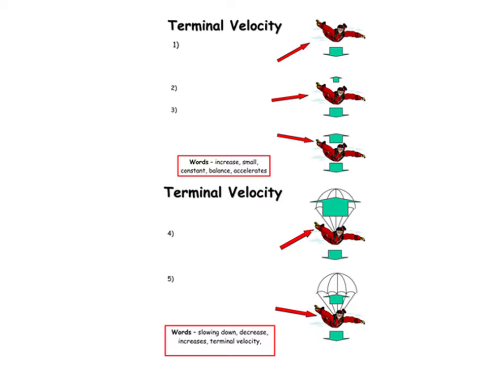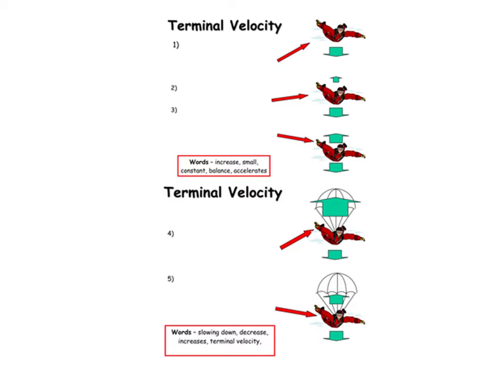That's the wind pushing against his body. But at first, it's not that strong. But as he goes faster and faster, the wind is pushing harder. And eventually, the two forces are equal. And at that point, he's still moving, but he's moving at a steady speed, about 120 miles an hour.